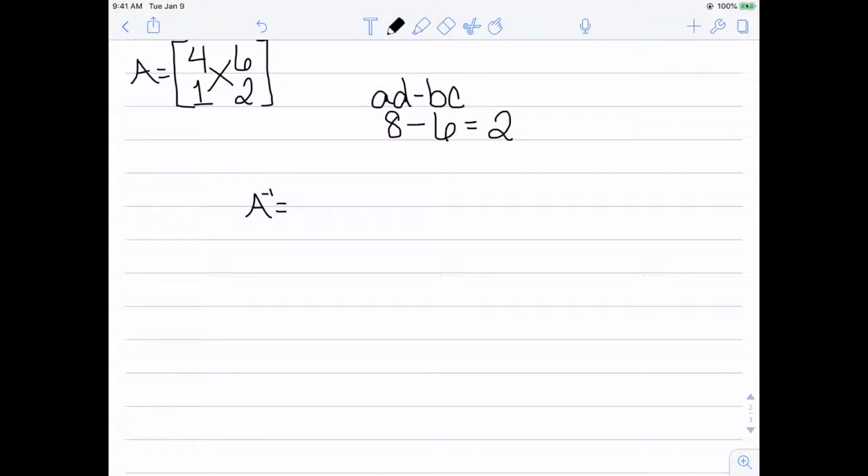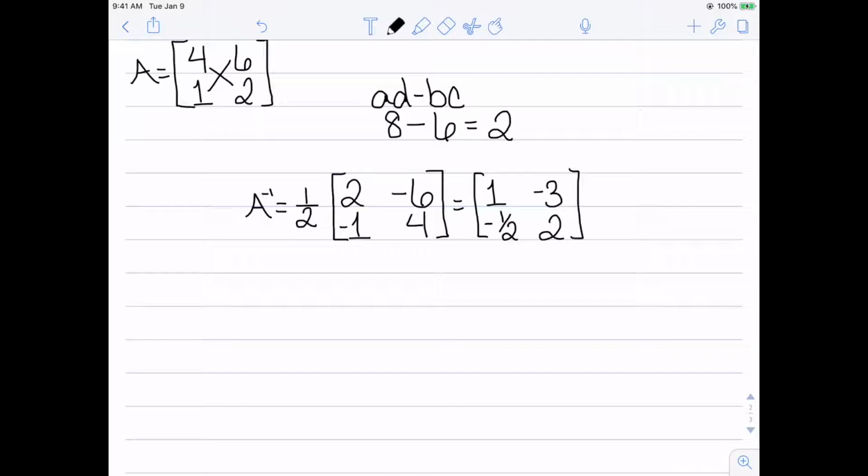Now that we have that, we can start actually forming the inverse matrix. It says 1 over this term we just found. So that gives me 1/2. The first row is given by d, negative b. So d is 2, and b is 6, so I would need negative 6. The second row is negative c, a. c is 1, so I need a negative 1, and a is 4. I can then go ahead and do this scalar multiplication to get the actual inverse, which is given by 1, negative 3, negative 1/2, 2.